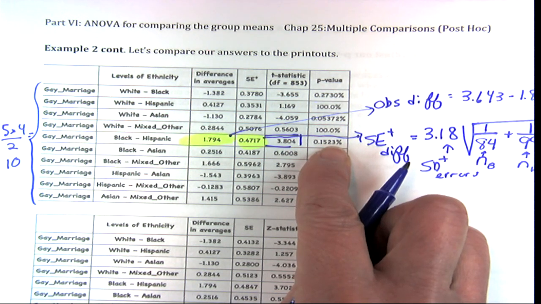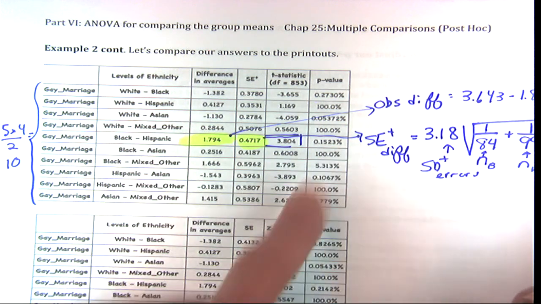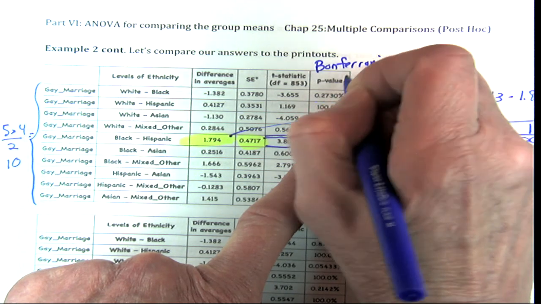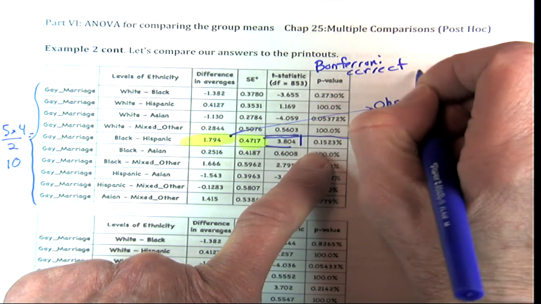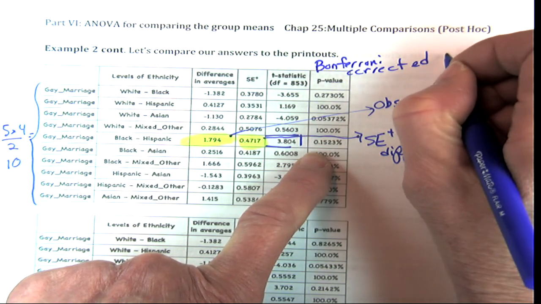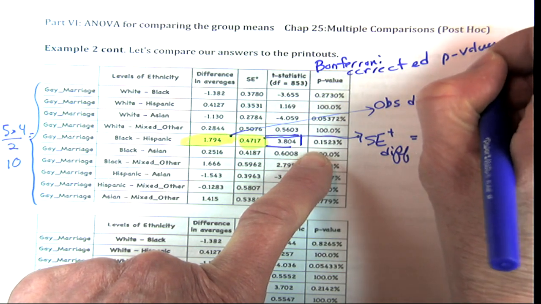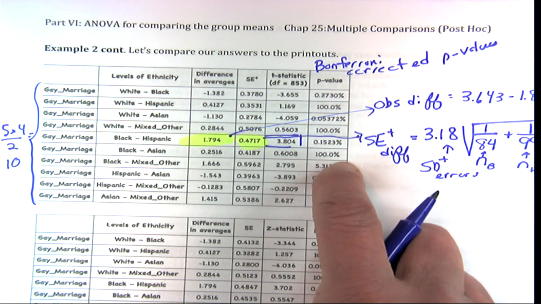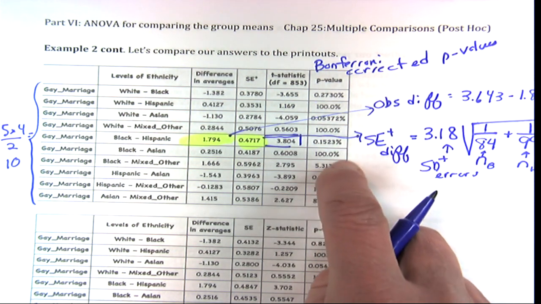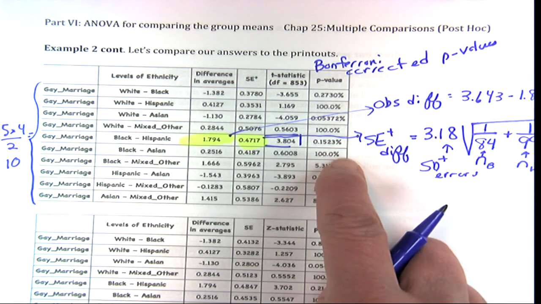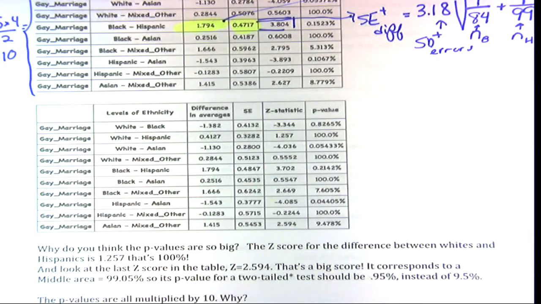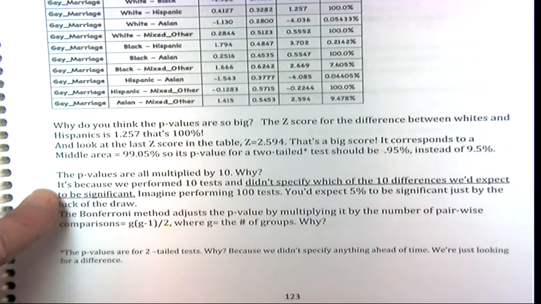Now, we got that one. This is the Bonferroni corrected p-value. So these are the Bonferroni corrected p-values. They're multiplied by 10. You can see that because some of them are like 100%. You can't go over 100%, so if you multiply it and go over. Okay? So the p-values are all multiplied by 10.